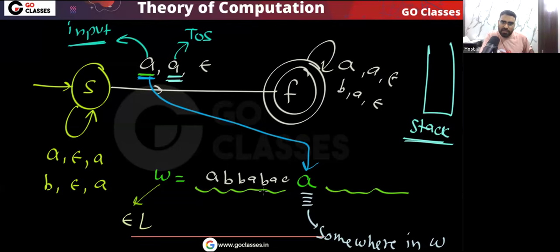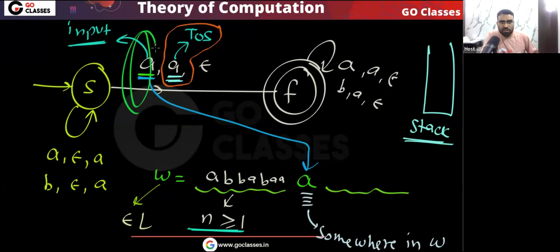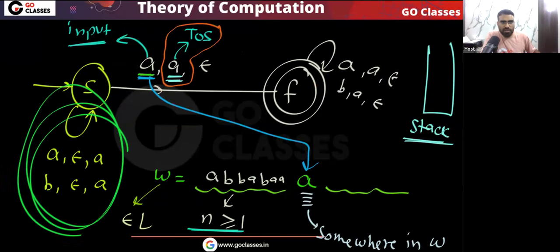Remember, I'm writing randomly. Now I am assuming that there are N symbols here, where N is greater than or equal to 1. That you already know. Why? Because if I want to take this transition to the final state, then on the top of the stack there must be A. Because this A must be on the top of the stack, before this A at least one A or B should come.